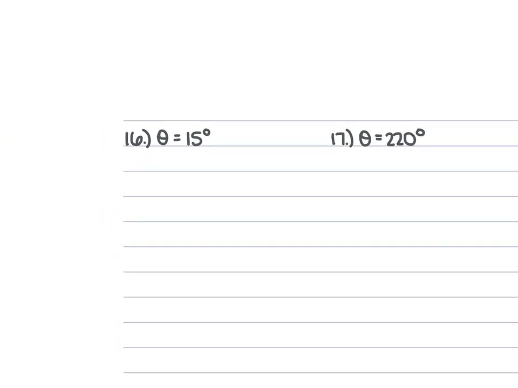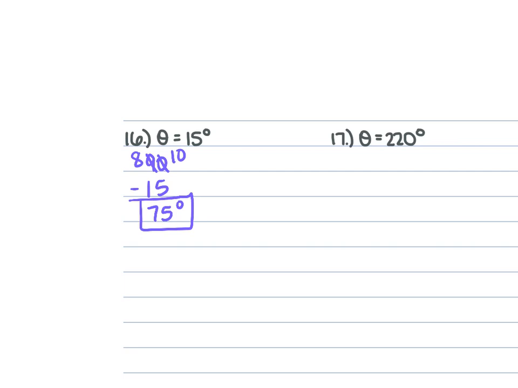For our last two, number 16, we have 15 degrees. So for this one, we are going to try 180. If we try 360 as well, we're not going to get positive acute angles. So we can work with 90 degrees as well. So if we do 90 minus 15, this 0 becomes a 10, 9 becomes an 8. So 10 minus 5 is 5, 8 minus 1 is 7. 75 is an acute angle, so that's the number that we'll go with.